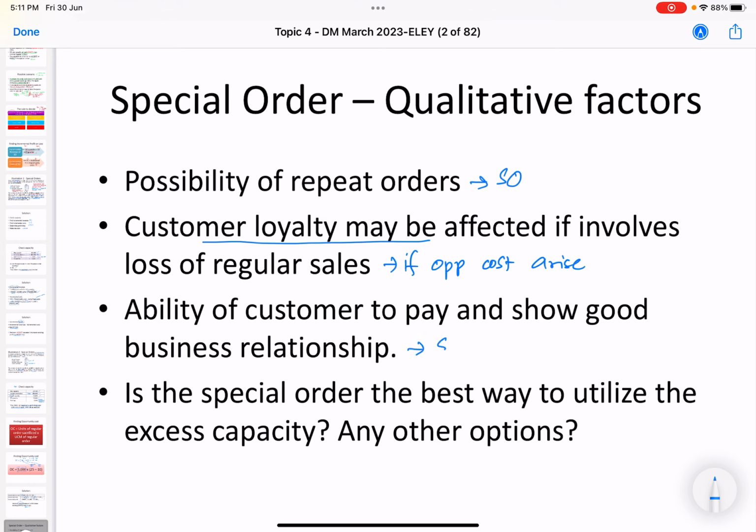And the ability of the customer to pay and show good business. This is relating to the special order customer. You have to decide whether to accept or not by looking at other factors such as how good the customer is. Are they going to be able to repay you or not? Okay. Is the special order the best way to utilize excess capacity? Are there any other options? For example, maybe instead of producing the special order, you just want to rent out to other clients, and then you just get rental revenue. That could be another way of using up your spare capacity.